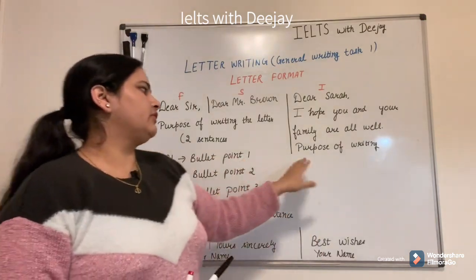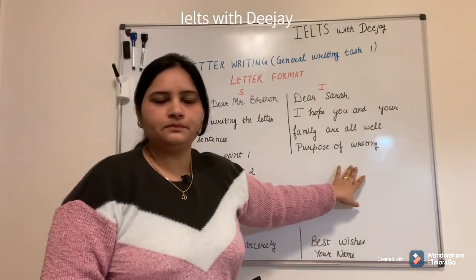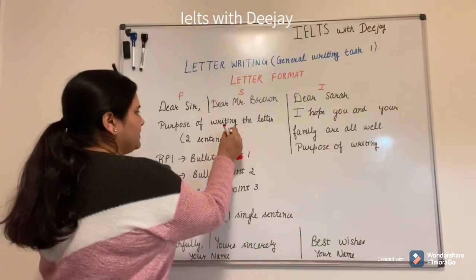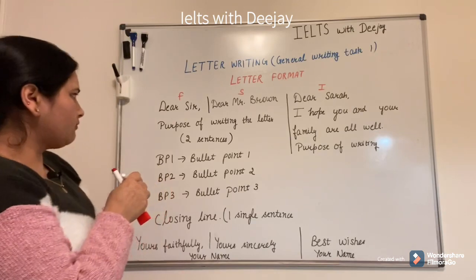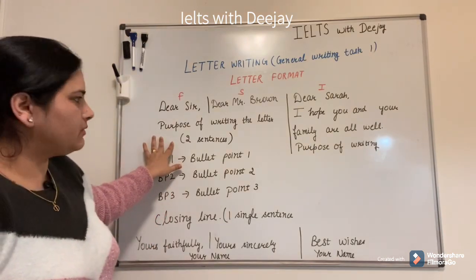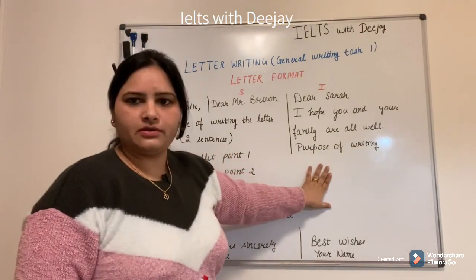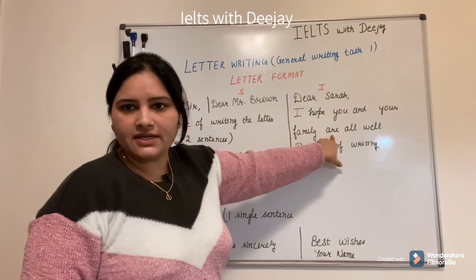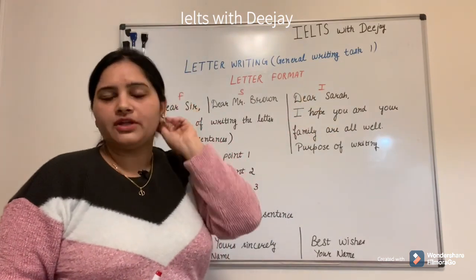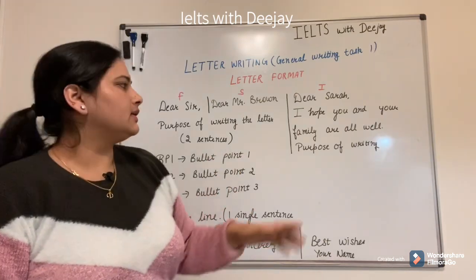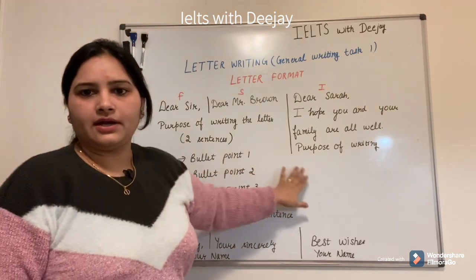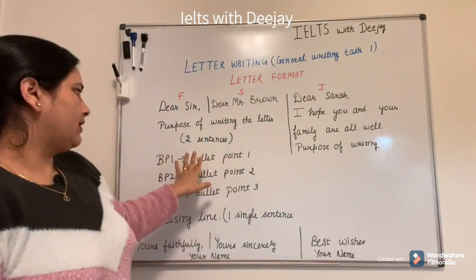Whatever the reason is, whatever the purpose is, you will write here. After that, this can be two sentences you can write for the purpose of writing the letter. Whatever the purpose is, the same goes here. But in the informal, you have to add one informal sentence to let the examiner know that you know how to start the informal letter. This is the only difference in the very first paragraph.